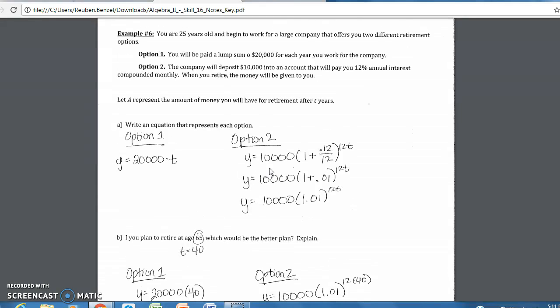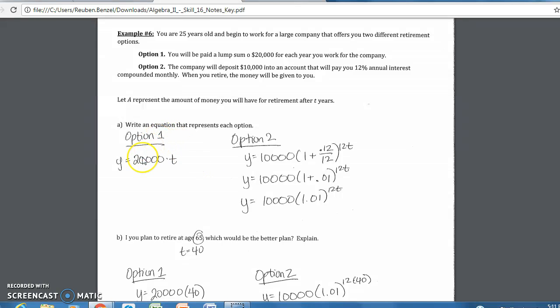Example 6 is actually a very relevant example. You have 2 choices. You've got to think about your retirement package. Either you could be paid a lump sum of $20,000 for each year you work for the company, or the company will deposit $10,000 into an account that will pay 12% annual interest rate.